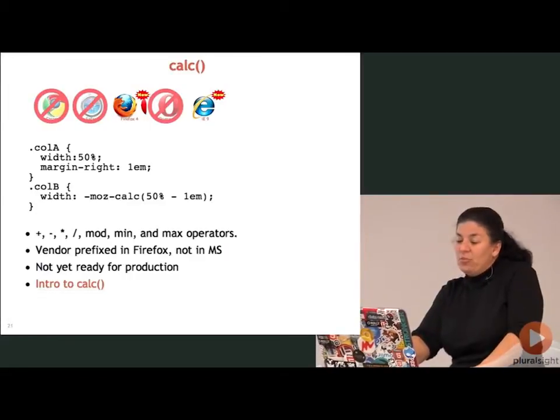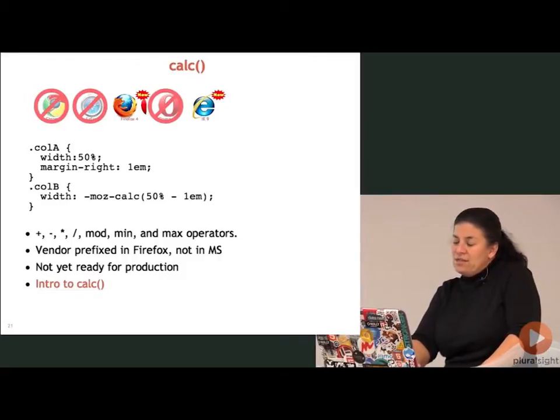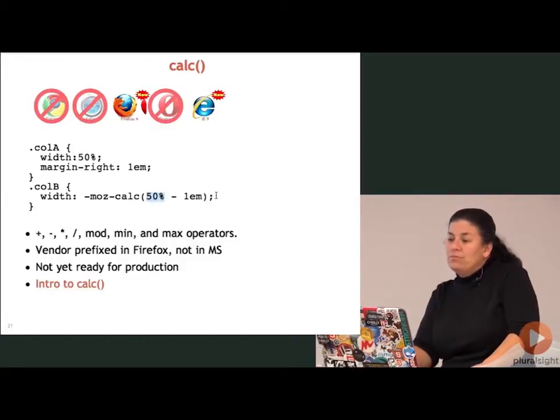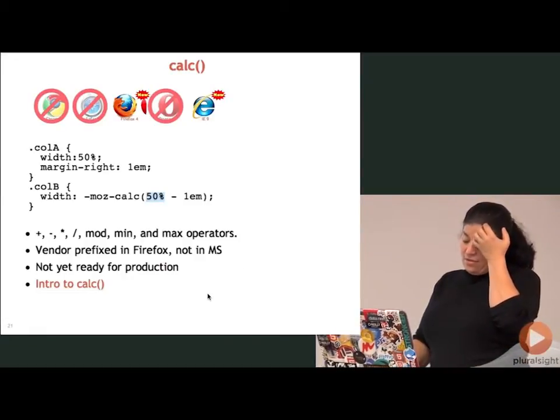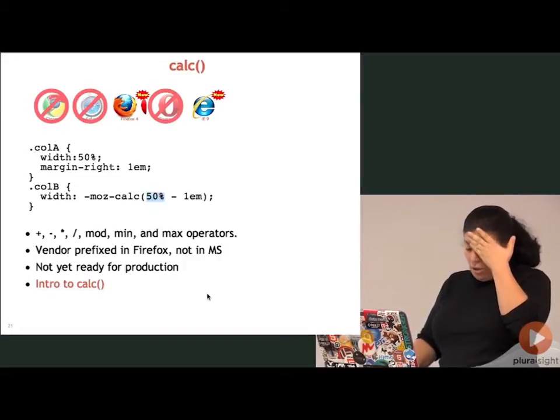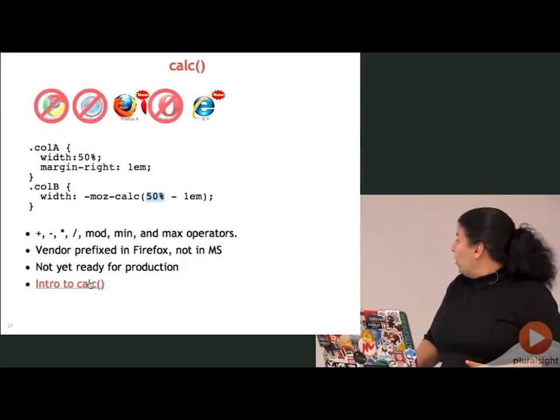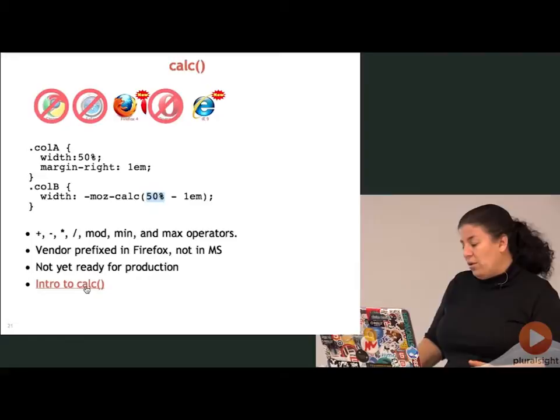Calc, we don't have support yet for this, but this is coming down the pipe, and this is awesome, where you can actually use calculations, kind of like you can do in Less and Sass. But it will actually calculate the width of whatever, so you say 50% minus 1em. But since we have border-box, or box-sizing, it's not as required now. But if you want a deeper intro to calc, there's a link right here. It's an article.